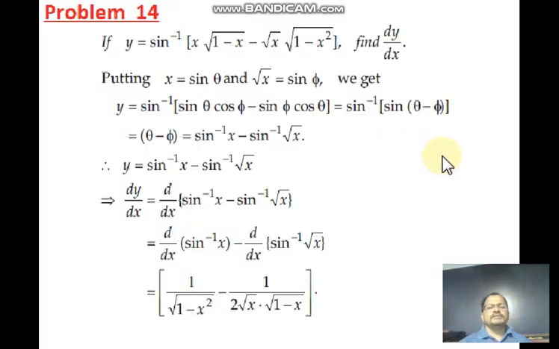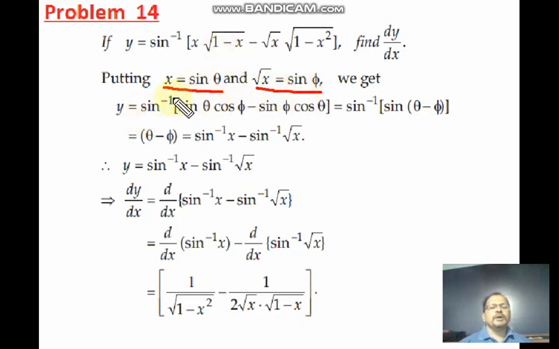Thank you. This next problem, 14th problem, y equal to sin inverse x under root 1 minus x minus root x under root 1 minus x square. Now in this problem, two substitutions I am going to apply. X is equal to sin theta and root x is equal to sin phi.